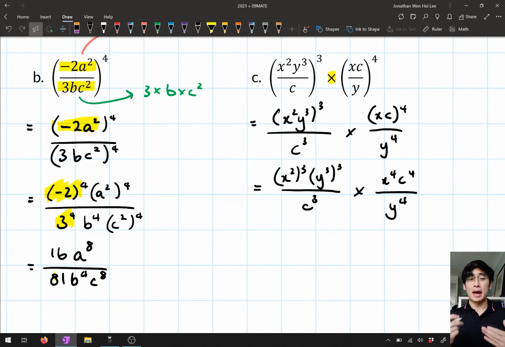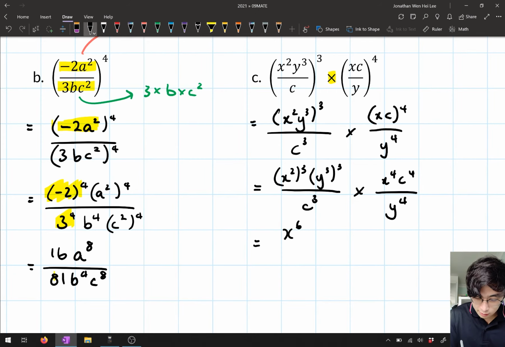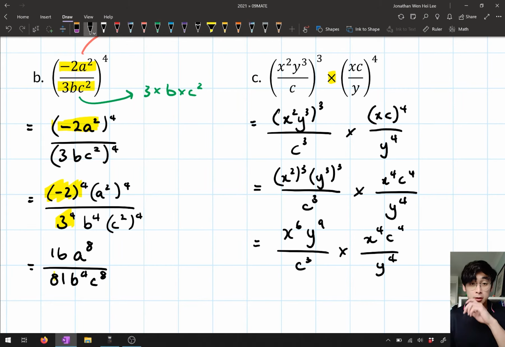So when you've got power over power, you multiply the powers together. So here you get x to the power 6, y to the power 9 over c cubed times x to the power 4, c to the power 4 over y squared. So here we got that 6 by doing 2 times 3, and I got that 9 by doing 3 times 3.